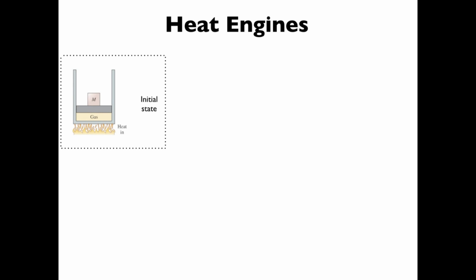So let's talk about heat engines. We need something cyclical. So here's an example of a heat engine. We'll start with our initial state, okay? We have a gas in a cylinder with a movable piston. The movable piston has a mass m on top of it, okay?